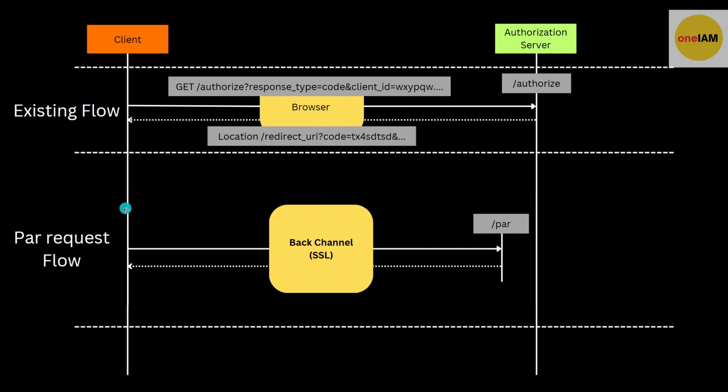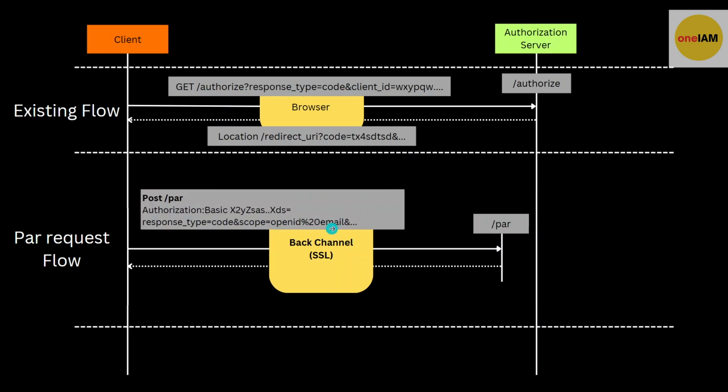So with pushed authorization request, we would have a new endpoint in the authorization server called PAR. Initially, the client will call this PAR endpoint through the back channel. So no browser URL is involved. This endpoint is called as a POST request, and if it's a confidential client, you would use the client ID and secret in the authorization. Then you would have other request parameters in the body. So you would have your scope, client ID, and the response type and other request parameters.